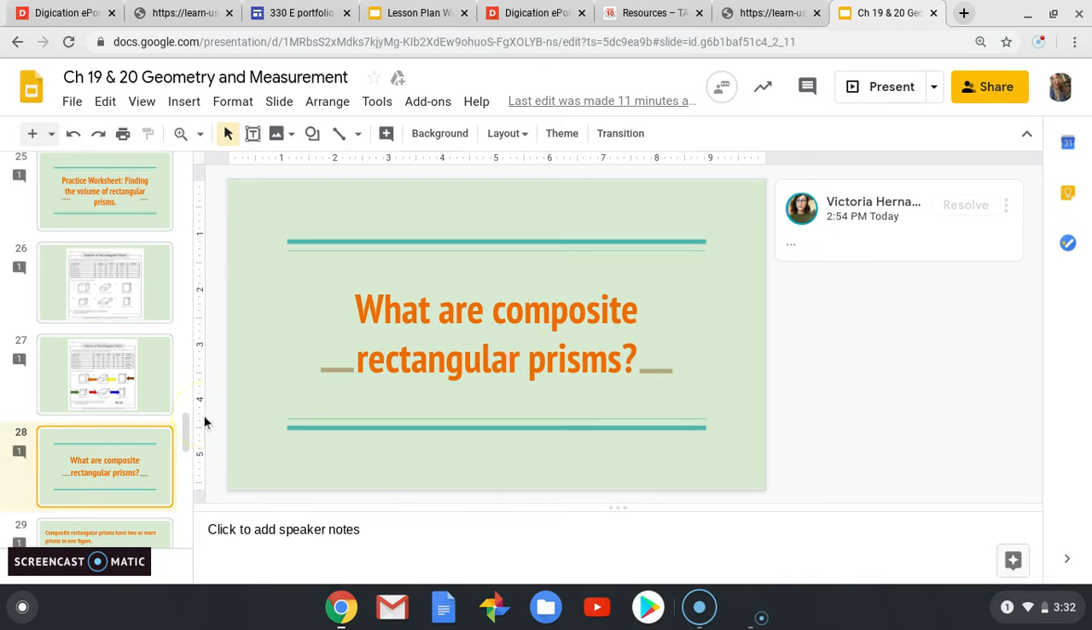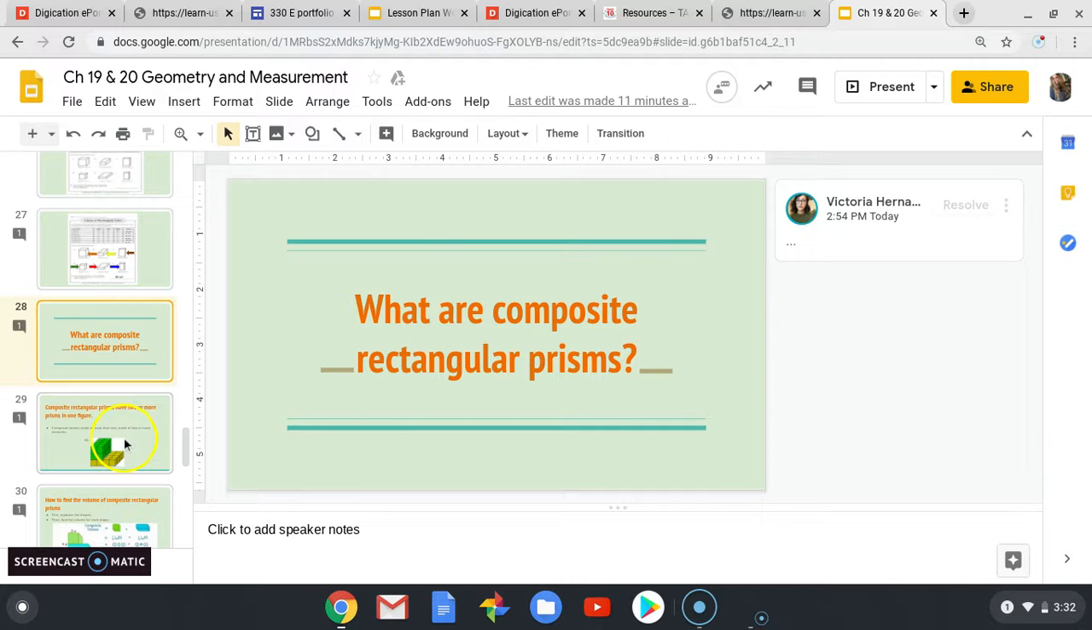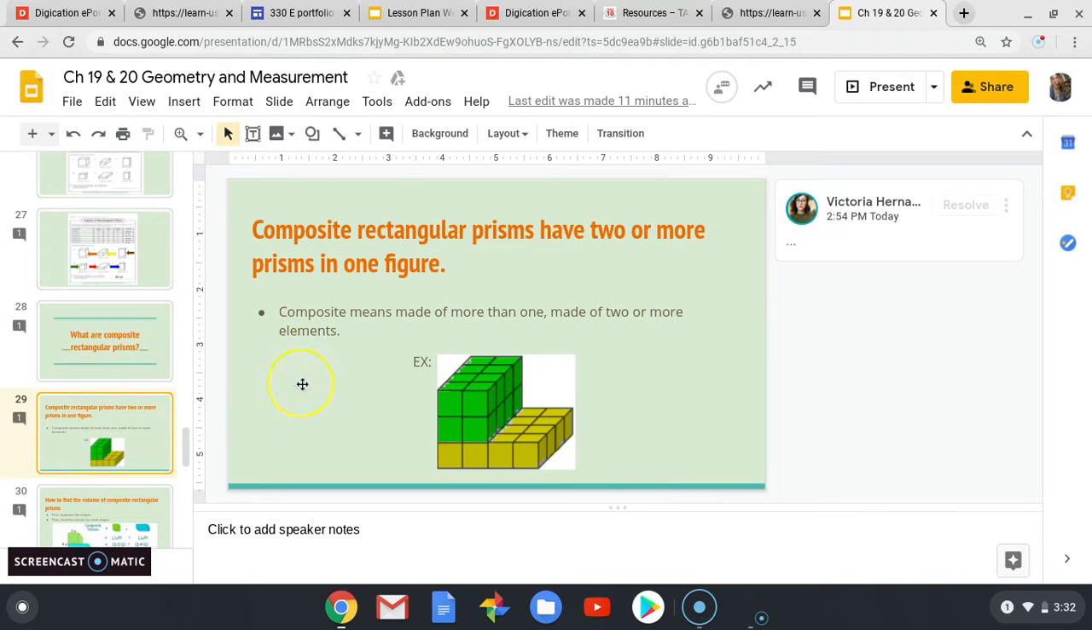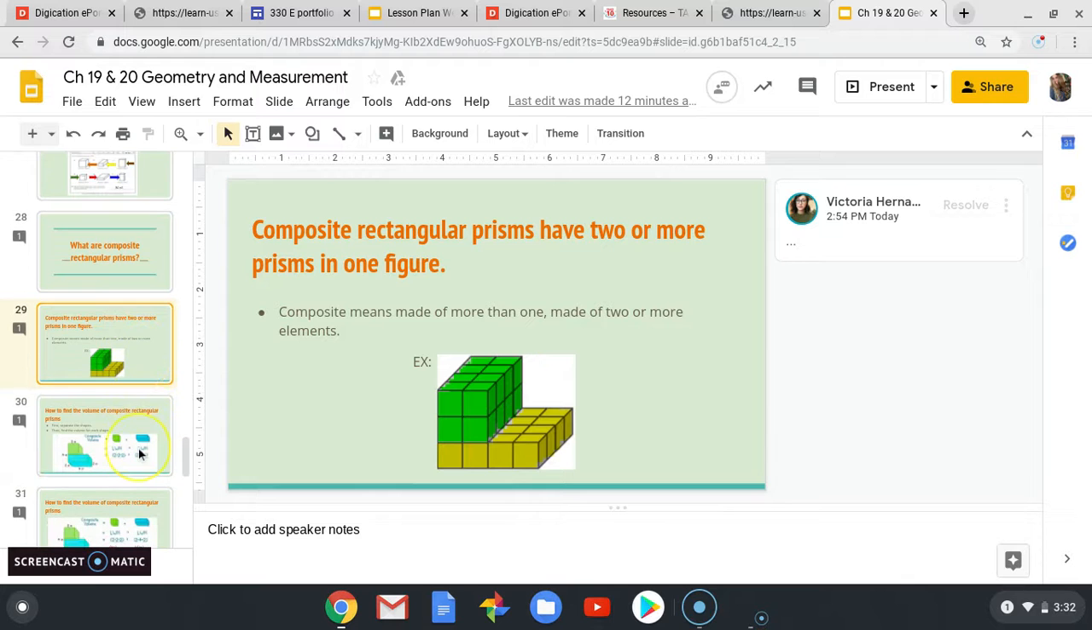And what are composite rectangular prisms, students? Composite rectangular prisms have two or more prisms in one figure. I know it does look a little bit overwhelming. How do I solve this? Composite means it's made up of more than one. It's made up of two or more elements. So you see the green and the yellow. There's two figures.